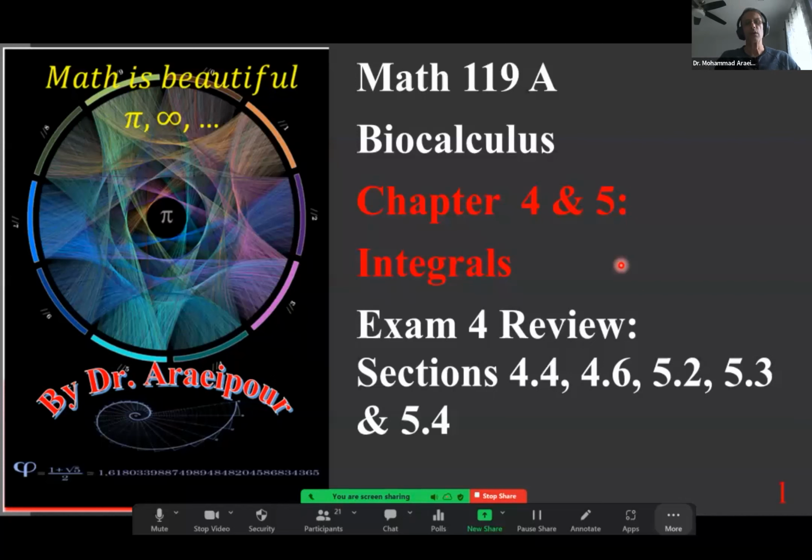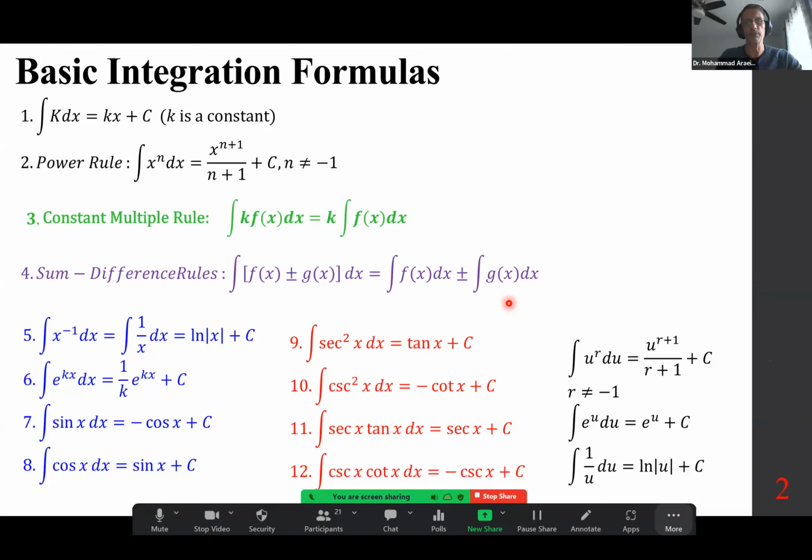Good afternoon, class. We are looking at the exam review covering sections 4.4 to 5.4. Basic integration formulas.